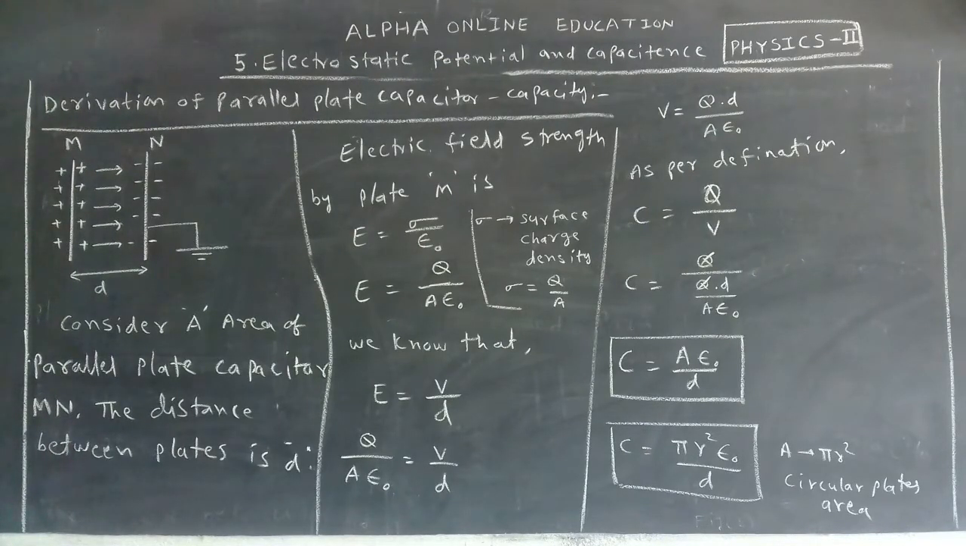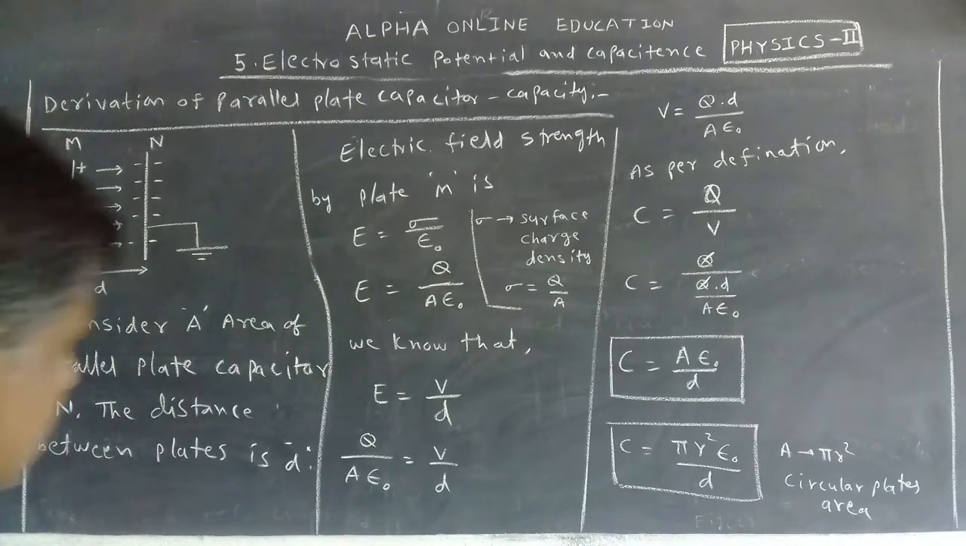But we can write another equation at last. A is equal to pi r square. Pi r square is the formula of the area of the circle. If the plates are circular plates, instead of A, we can write pi r square. So the parallel plate capacitor capacity is C is equal to A epsilon naught by D.